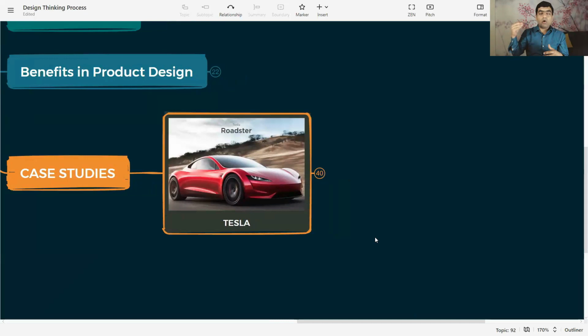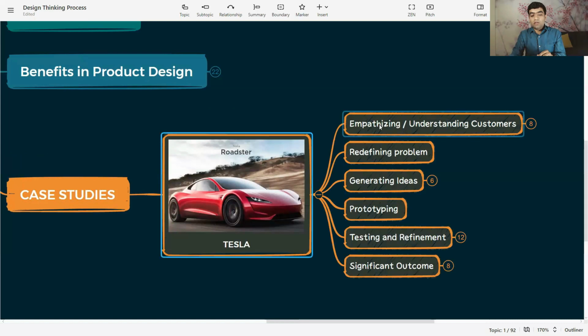The electric car was already invented, I think, somewhere around 1830 to 1834. But no one was creating that electric car because of a lot of problems, right? But Tesla entered into that. Tesla took that challenge and they worked, right? So in the first stage they worked on empathizing and understanding the customers.